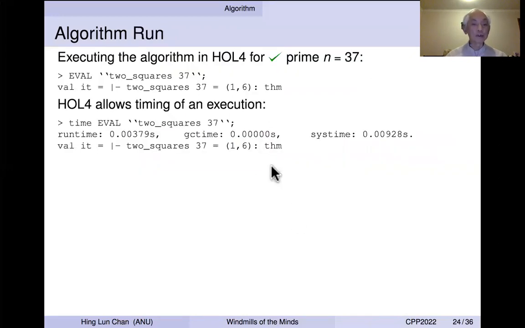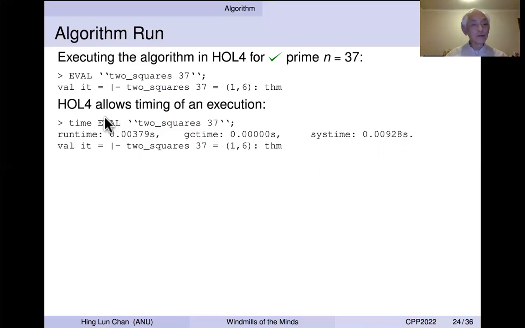Before that, let us see some sample run. In my theorem prover, I can use an evaluation, EVAL, once I have implemented the algorithm shown in the previous slide. And so I can evaluate the two squares for 37, and it will give me a pair 1, 6, which means that 1 squared plus 6 squared is equal to 37.